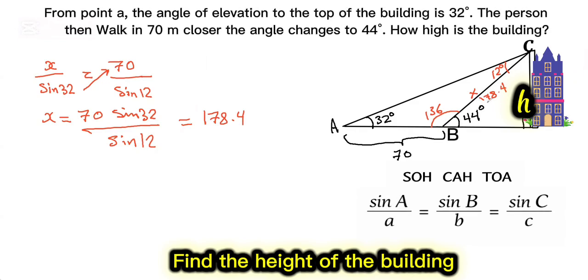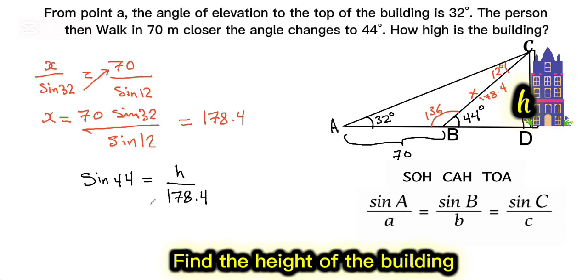And so since now we know what x is, and we want to find the height of the building, and since we know that triangle CBD is a right angle triangle, then we could use SOH CAH TOA to find the height of the building. Since x, which is the 178.4, is the hypotenuse, and we're looking for h, which is the opposite, then we're going to use the sine. And sine 44 is going to equal the height over 178.4.